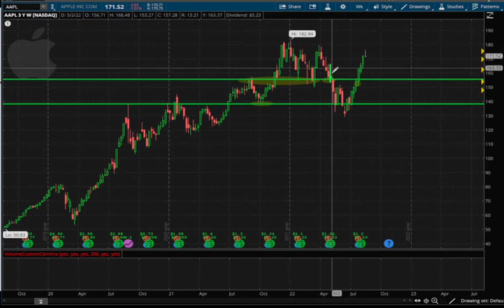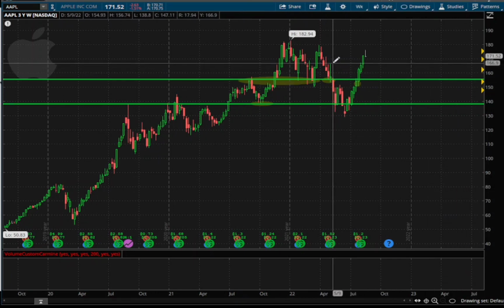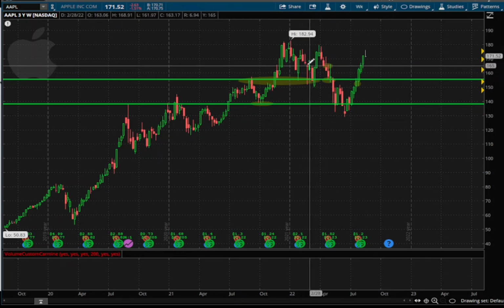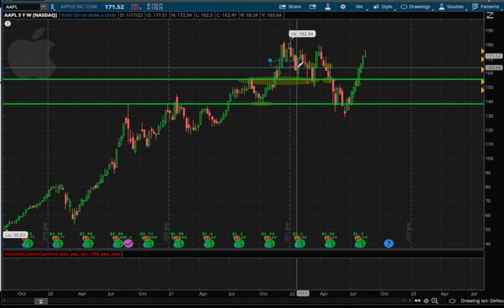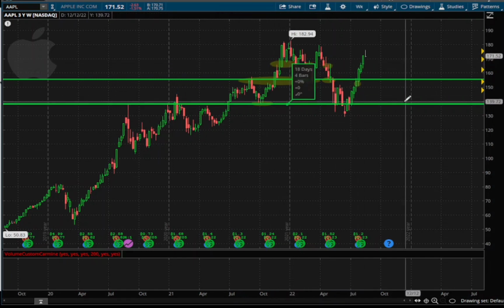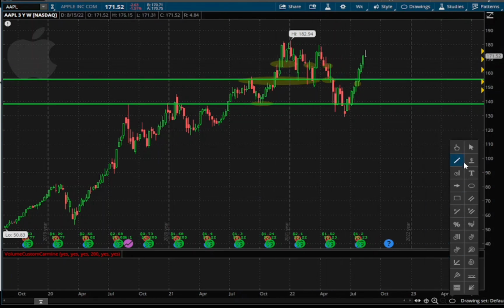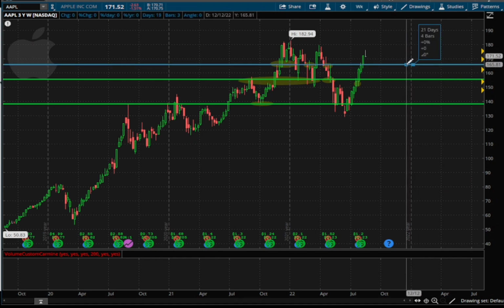So we got one right here. We got one right here. We got this area right here. And we got right in here. This whole area. Okay. So we got some good support resistance right there. So what I'll do is draw another line. That's some more good support.